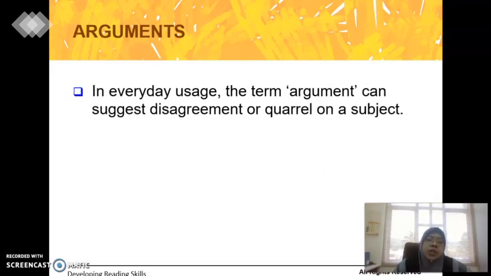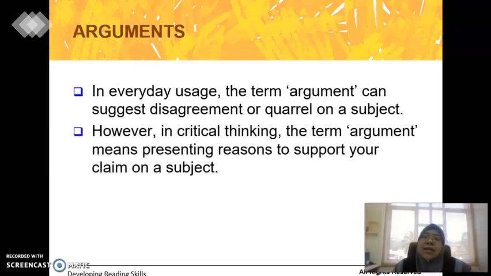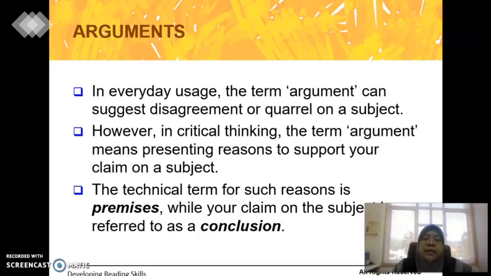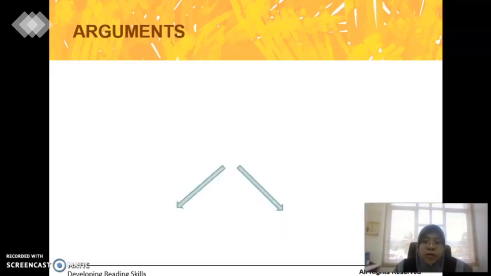Arguments. In everyday usage, the term argument can suggest disagreement or quarrel on a subject. You have an argument maybe because of a disagreement or quarrel against a subject. However, in critical thinking, the term argument means presenting a reason to support your claim. The technical term for such a reason is premises. Premises are the reasons, while your claim on the subject is referred to as a conclusion. Premises and conclusion.